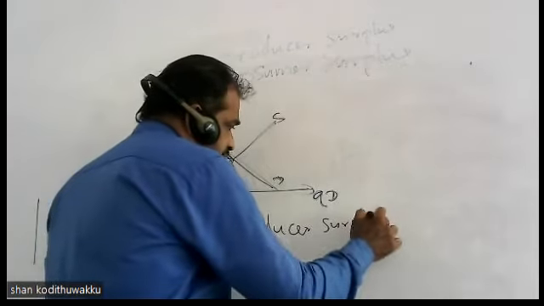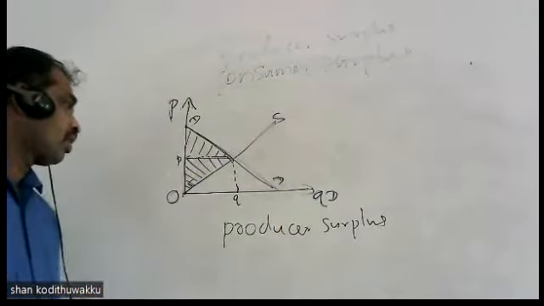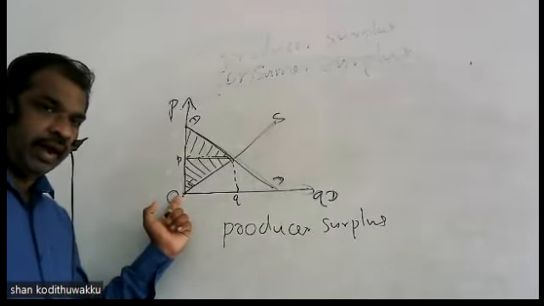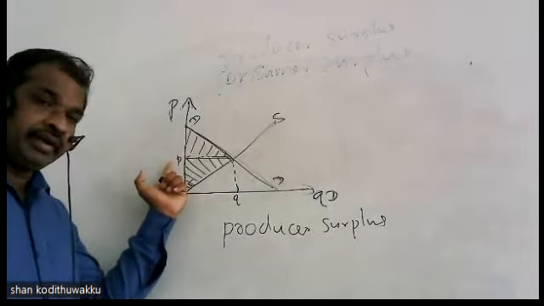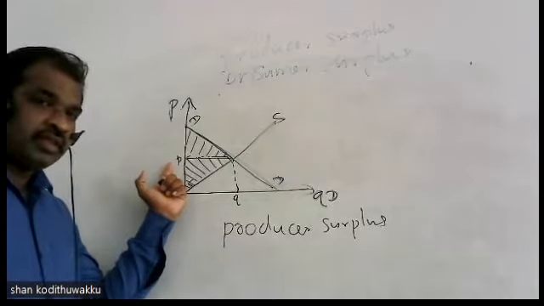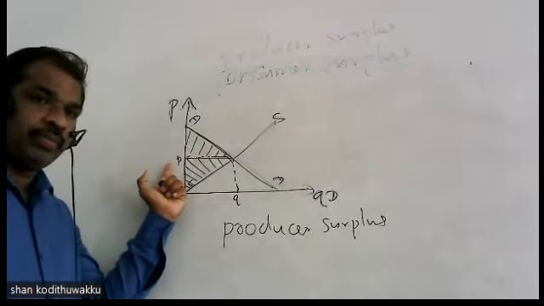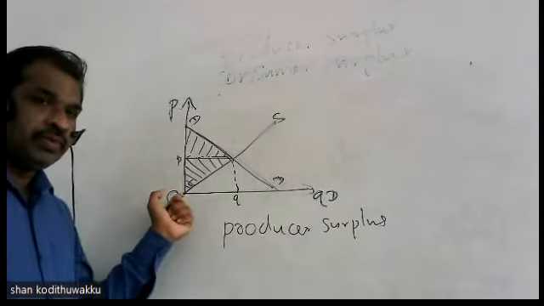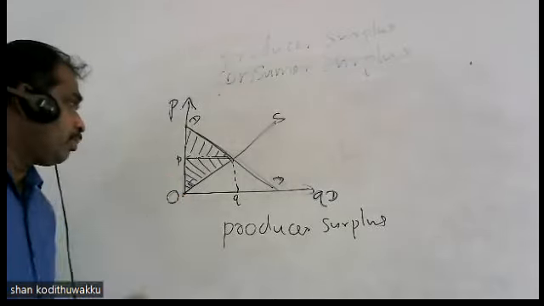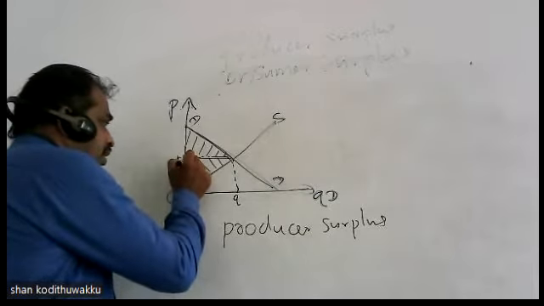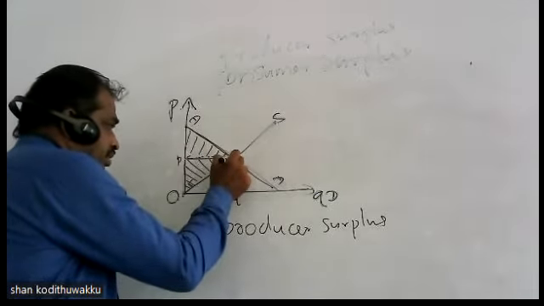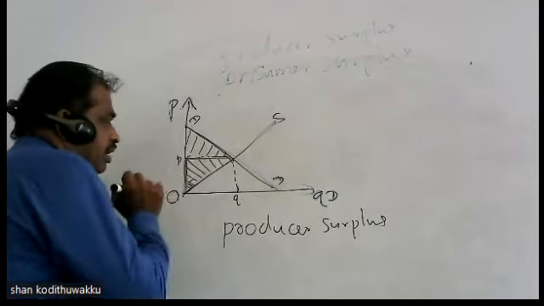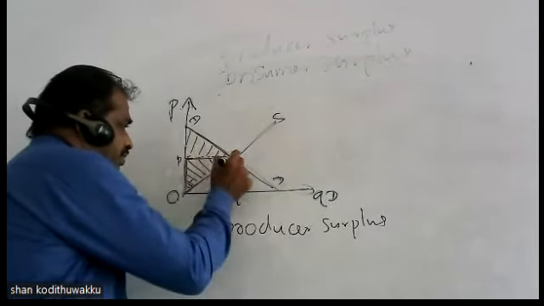Producer surplus. Producers are willing to supply at this price, but because of the market equilibrium price, they can obtain a higher price than what they expected. Therefore, producer surplus will be below the equilibrium price, and this area represented in black and white will be producer surplus.